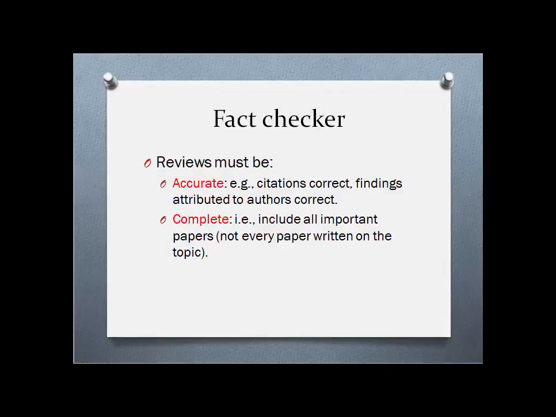Reviews must be accurate. So you want to be the fact checker. You know, in the political campaign now, we have fact checkers everywhere, and that's what you want to do for your own research proposal. So make sure your citations are correct and the findings attributed to authors are correct. And it must be complete, so all the important papers should be included, but not every paper written on the topic. So you want to be a little bit selective of which papers you will include in your literature review and which you will leave out.